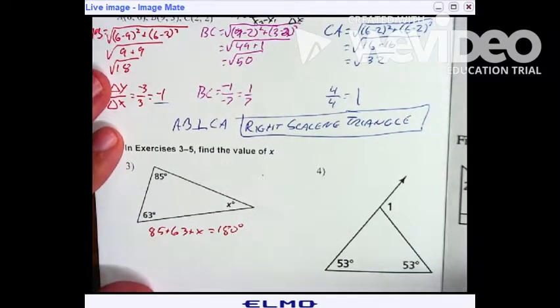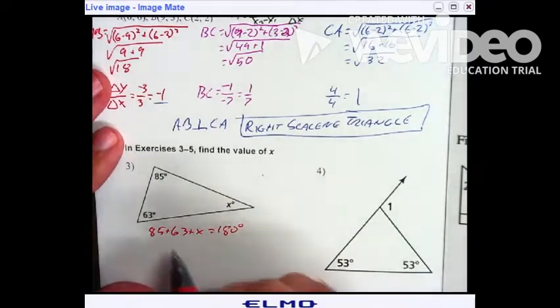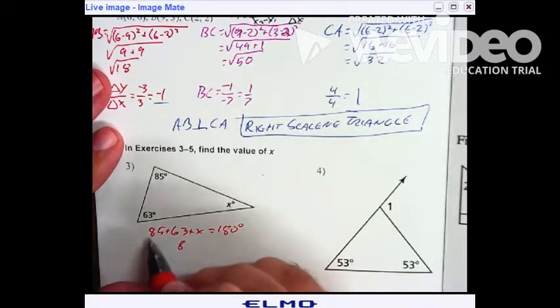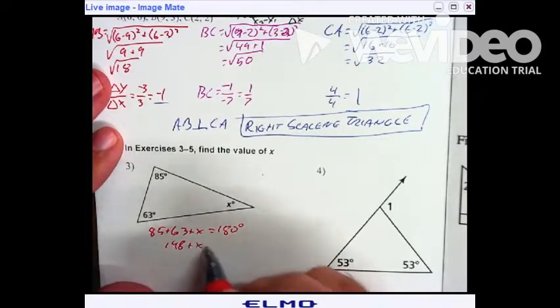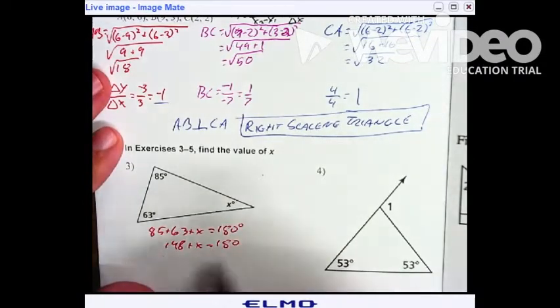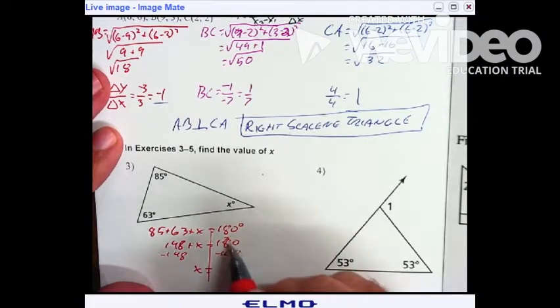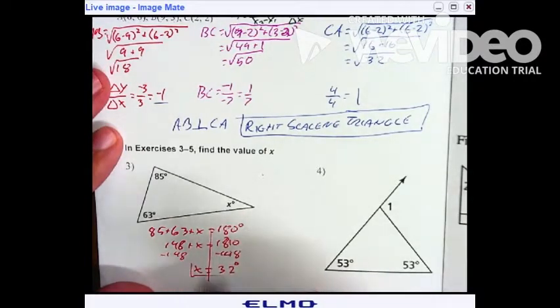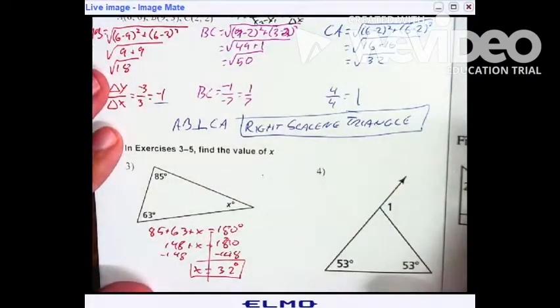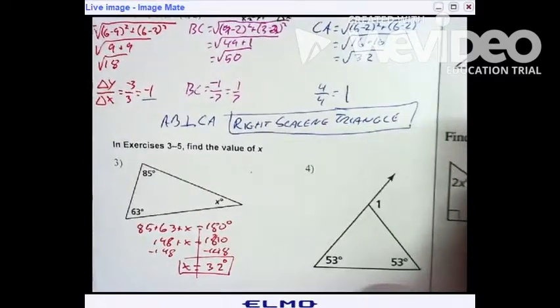So all we have to do is add this up. So 85 and 63, combine my terms here, so that would be 148. And 148 plus x equals 180. And then we're going to subtract the 148 from both sides. And so x equals, let's see, that would be 2, and borrow the 1, 7 minus 4 is 3. So that ends up with 32 degrees. That's it. Not too bad, right? That's a problem you probably got in 7th, 8th grade.